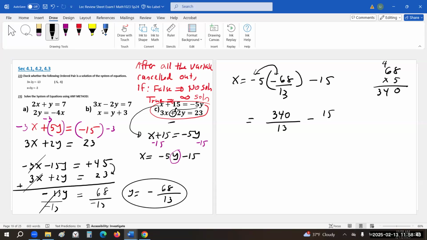Again, in the exam, I'm going to give you something where you don't have to deal with fractions, okay? But in the final exam, they may give you fractions. So in order to combine them, you need the same denominator. So multiply top and bottom by 13. So the denominator is 13. And we need to know what is 15 times 13.